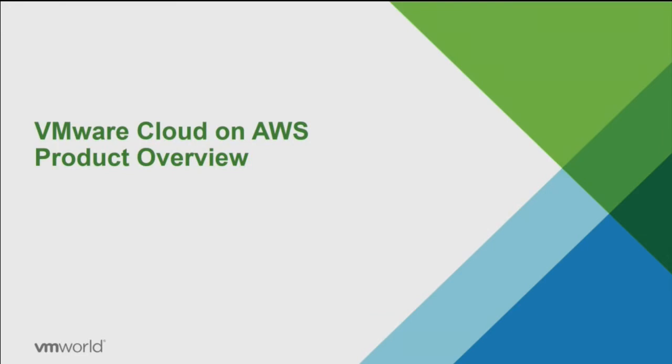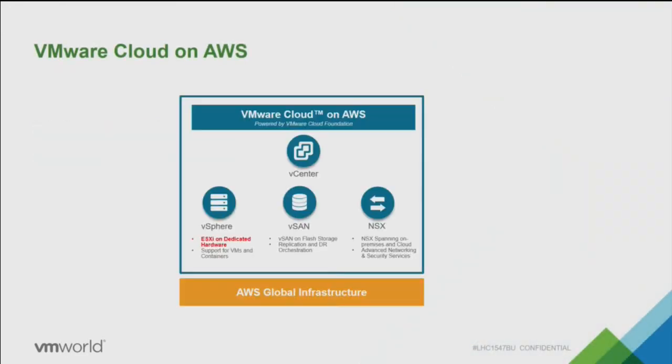So let's start off with an overview. So what is this? We're basically taking the flagship products from VMware, the full SDDC, vSphere, vSAN, and NSX, and we put them directly on top of AWS global infrastructure. This is a bare metal offering. This is ESXi directly on top of bare metal, running inside of Amazon. To top it off, we put vCenter on top of this, and we hand you the keys.